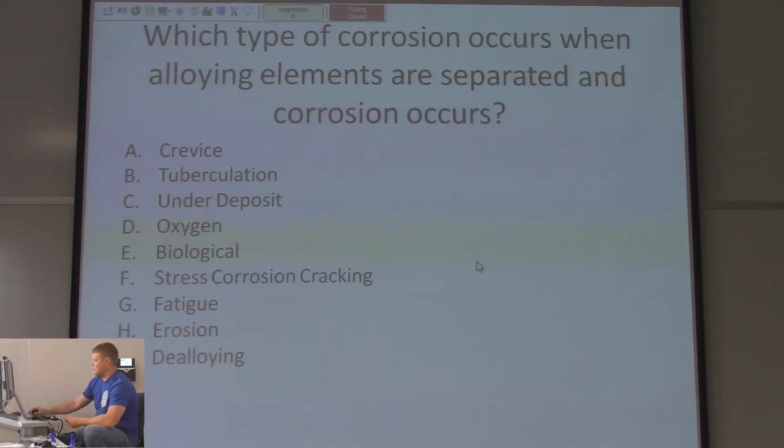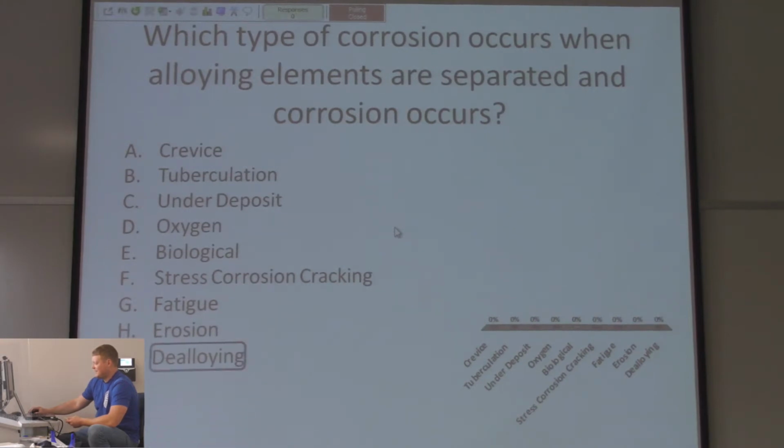Metallurgy test number 7 review. Which type of corrosion occurs when alloy elements are separated and corrosion occurs? Crevice corrosion, tuberculation, underdeposit, oxygen, biological, stress corrosion cracking, fatigue, erosion, or de-alloying. I didn't get it in time, so there's going to be no results. We're starting off with a bang. De-alloying is the correct answer.